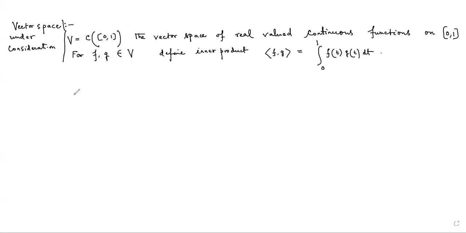Now the two vectors that have been given to you are as follows. The first function is given as t, and the second function is given as e to the power t. So how to calculate this inner product f comma g? f comma g is actually the integration from 0 to 1 of t e to the power t dt. So you just calculate this.